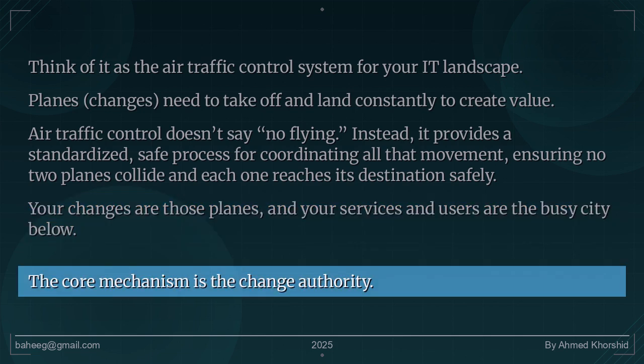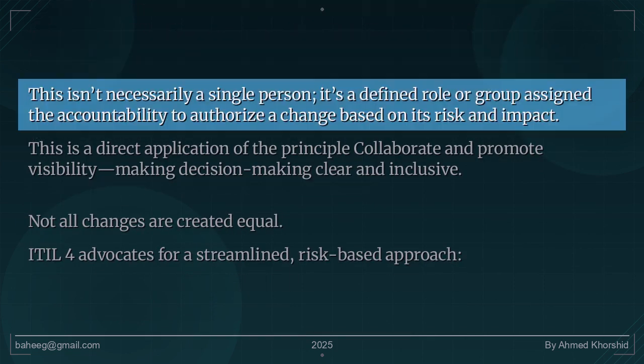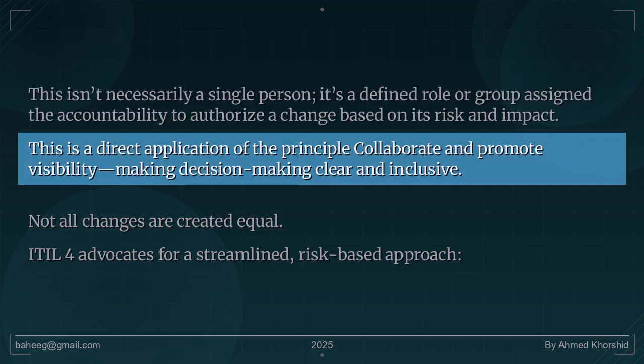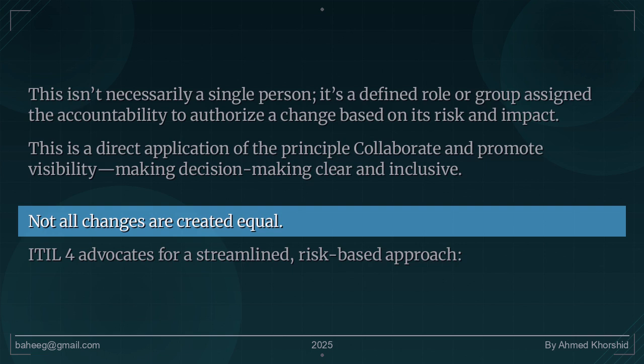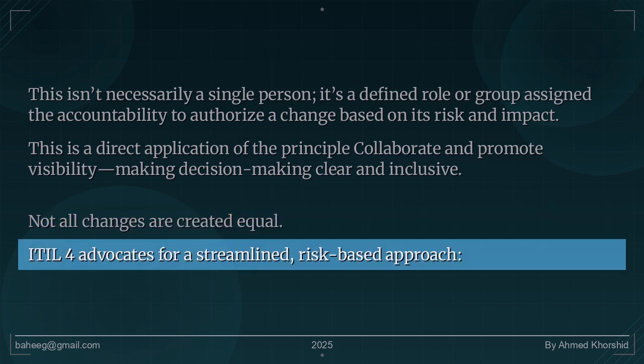The core mechanism is the change authority. This isn't necessarily a single person, it's a defined role or group assigned the accountability to authorize a change based on its risk and impact. This is a direct application of the principle collaborate and promote visibility, making decision-making clear and inclusive. Not all changes are created equal. ITIL advocates for a streamlined, risk-based approach.